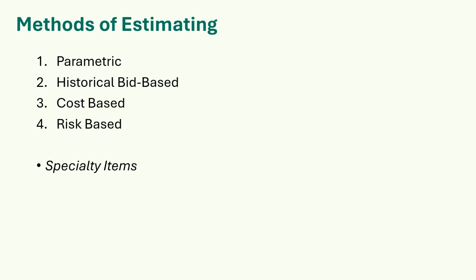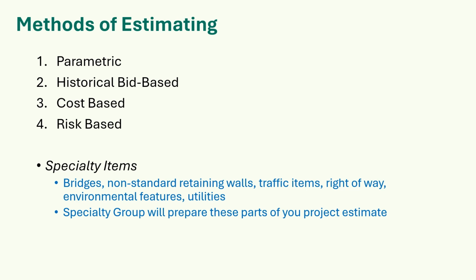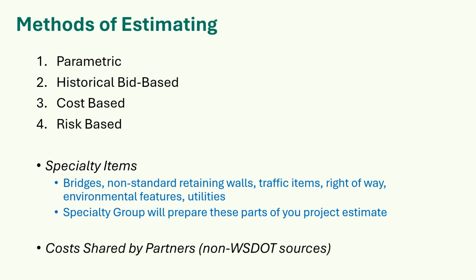There are a number of specialty items in WSDOT projects that are estimated by designated specialty groups. These items include bridges, non-standard retaining walls, traffic items, right-of-way, environmental features, utilities, and other specialty group-specific items. Specialty group should prepare these parts of your project estimate. It is also important to understand if you have any costs to be shared by non-WSDOT sources, such as cities, counties, agencies, utilities, or private entities.